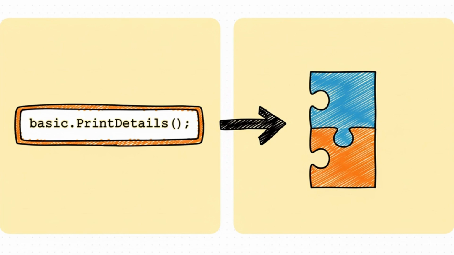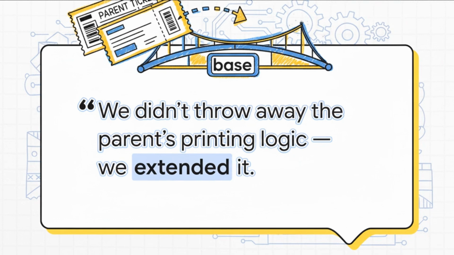It's seamless. This is the whole point. We're not replacing what the parent does. We're building on it. We're extending it. This is how you write really clean, maintainable code. We're leveraging that foundation and just adding another floor.